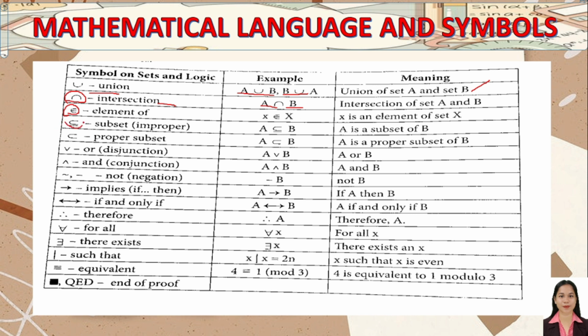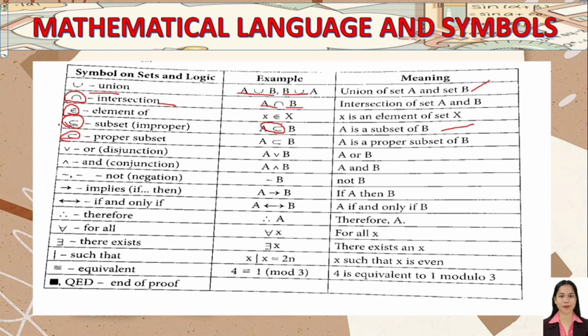And this one is subset. So A is a subset of B. So meaning A is a subset of B. So we have here the sign for subset. Ito yung ginagamit natin. Then for proper subset, so anong kinaibahan ng subset and proper subset?